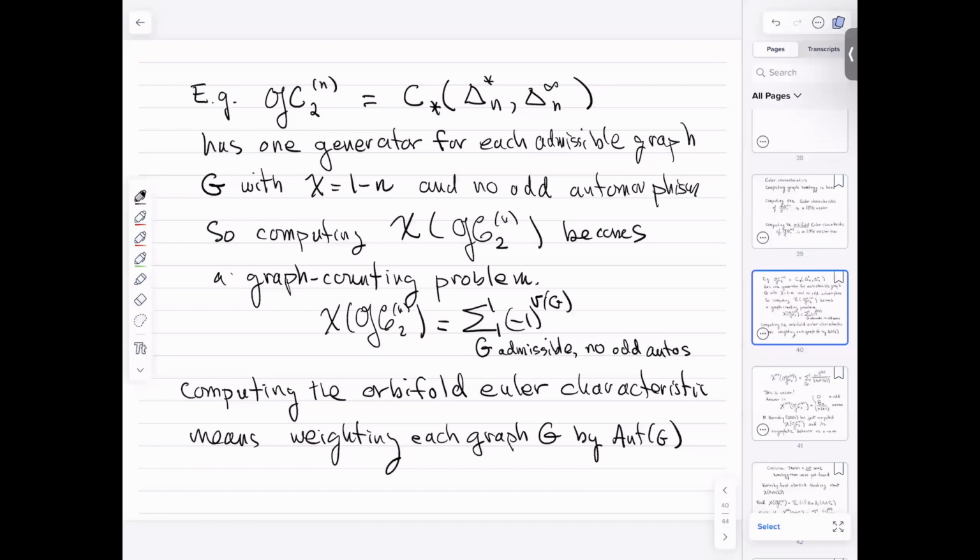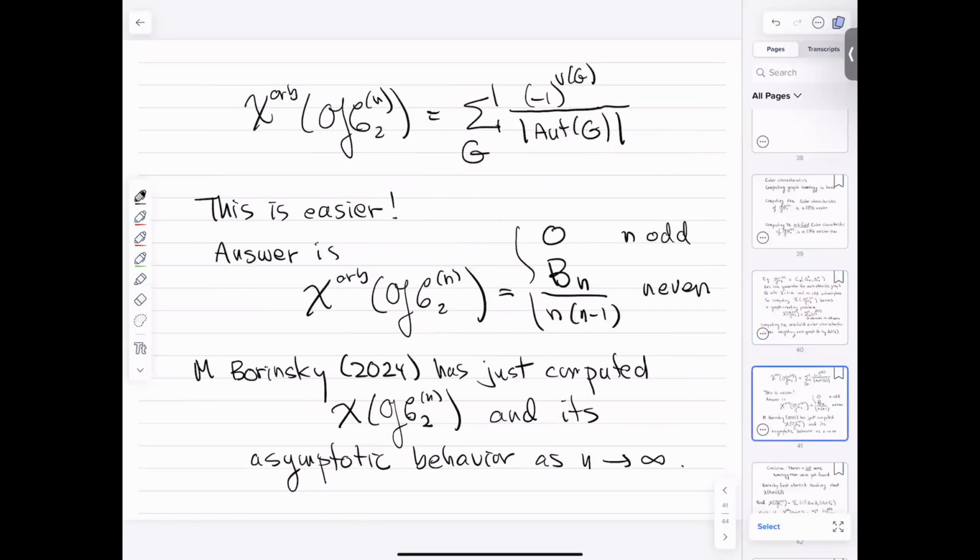But you can modify this by, instead of counting (-1)^{V(G)}, weighting by the group of automorphisms of the graph. So instead of summing (-1)^{V(G)}, you sum (-1)^{V(G)} divided by the order of the group of automorphisms of G. And again, we're looking at G admissible with no odd automorphisms.